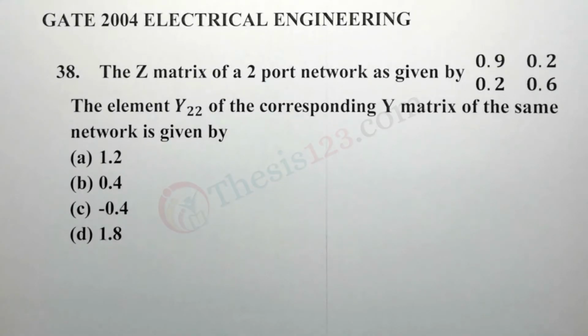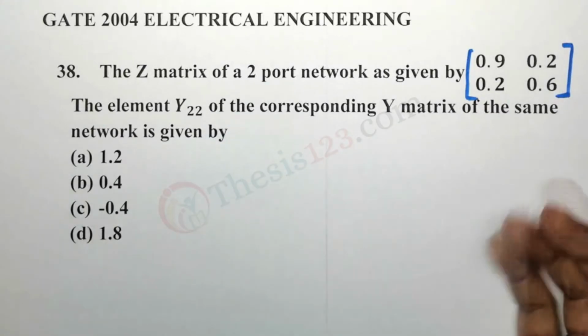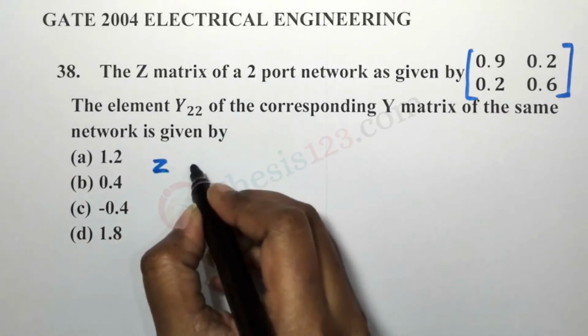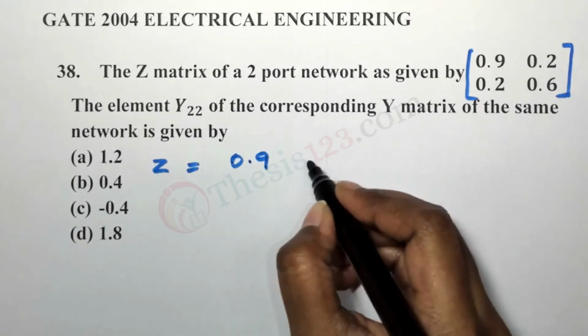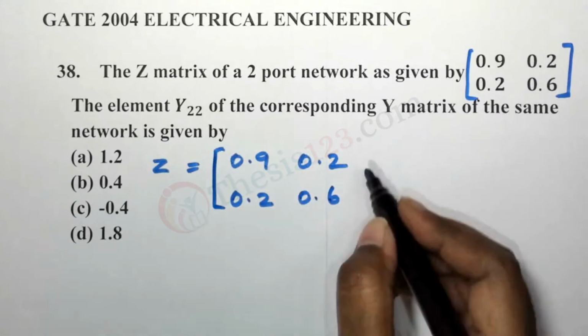Here is the next question, number 38. The Z matrix of a two-port network is given by 0.9, 0.2, 0.2, 0.6. The element Y22 of the corresponding Y matrix of the same network is given by. Now we have our four options, 1.2, 0.4, minus 0.4 and 1.8. Now this matrix given to us is a 2 by 2 matrix, and it is the Z matrix. So we have Z equals 0.9, 0.2, 0.2 and 0.6.